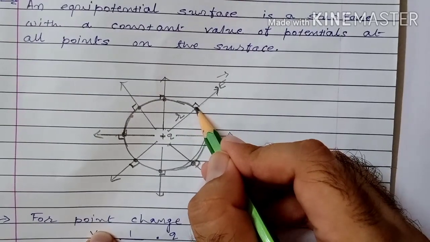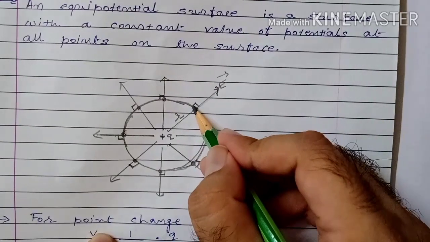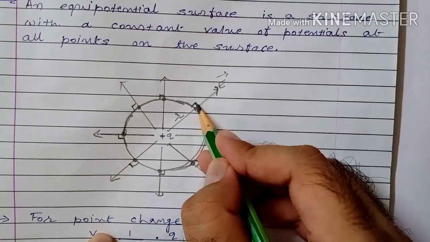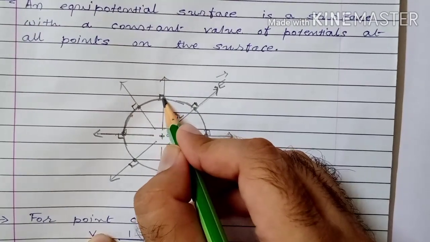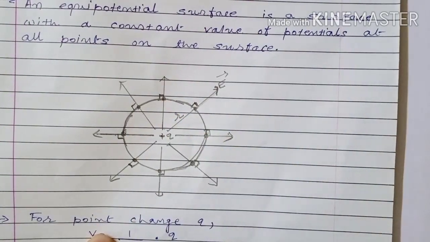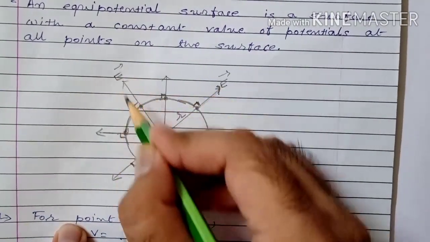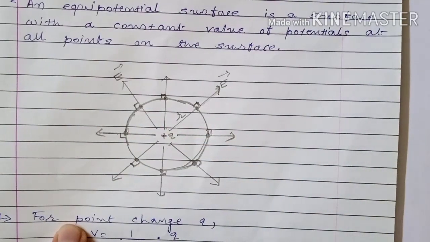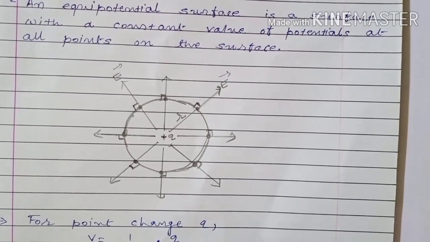If you consider this point, then this is the direction of the electric field at this point, and that is normal to this equipotential surface locally. If you consider this point, then the electric field is perpendicular to this portion of the equipotential surface. If I consider this point, the electric field is again perpendicular to that portion of the equipotential surface. So we can say that the electric field is always normal to the equipotential surface passing through that point.